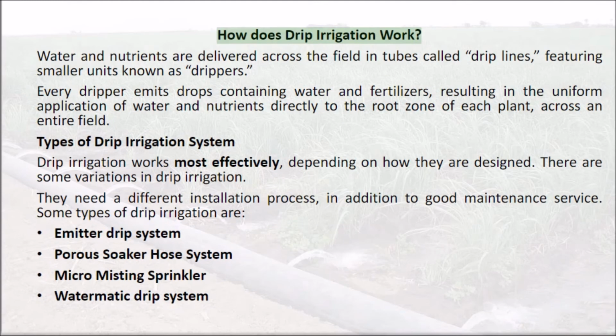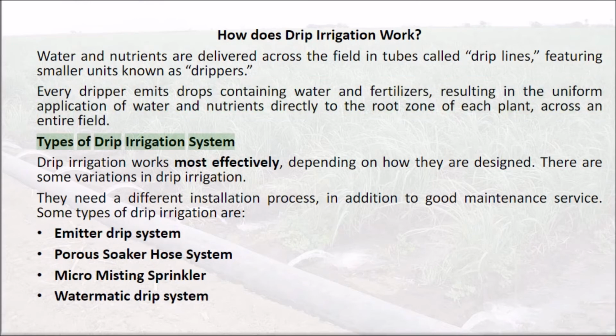How does drip irrigation work? Water and nutrients are delivered across the field in tubes called drip lines, featuring smaller units known as drippers. Every dripper emits drops containing water and fertilizers, resulting in the uniform application of water and nutrients directly to the root zone of each plant, across an entire field.